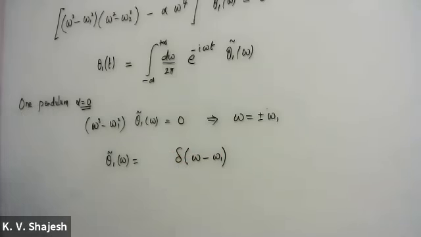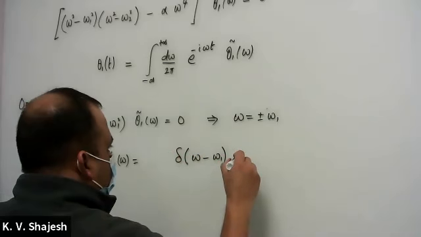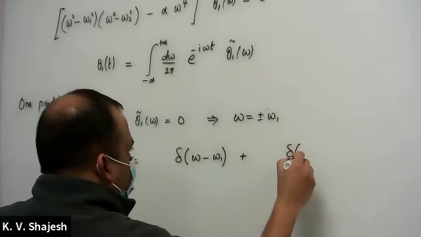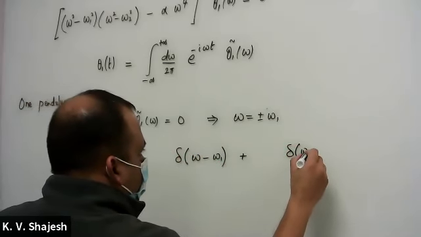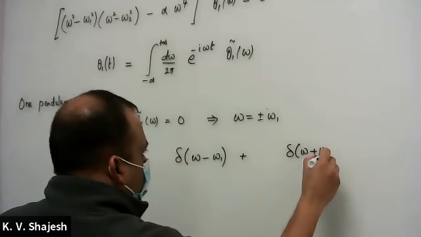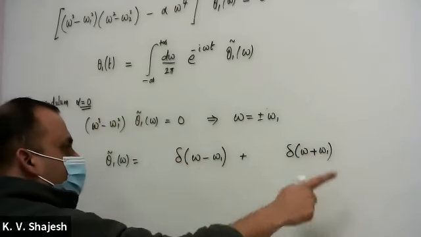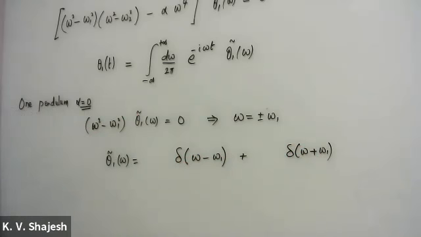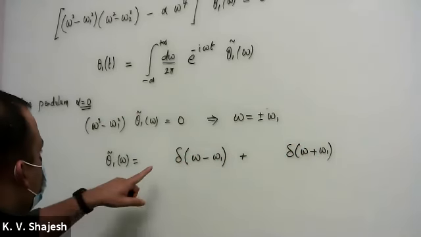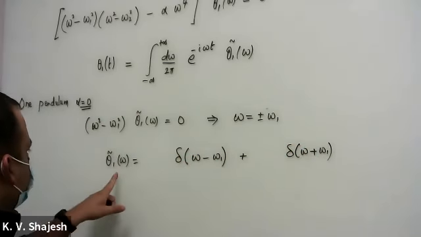Right? So there are two solutions to this: omega equal to omega 1, and omega equal to minus omega 1. And then you say, what about this? What is this equal to?